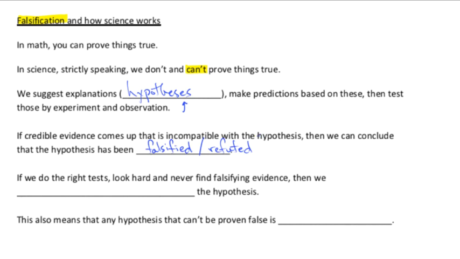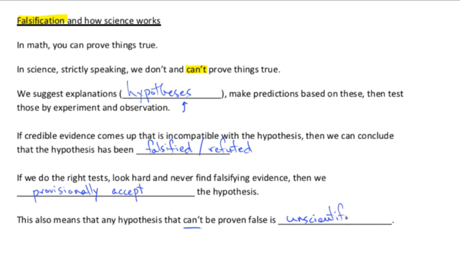However, if we keep doing the right tests and we're really looking hard and we never find falsifying evidence, then what we do is we provisionally accept the hypothesis, meaning we accept it for now, but realize that there could always be evidence that turns up that refutes it, that falsifies it, and we can be quite particular about what that kind of evidence would be. For example, if we ever found credible evidence in the fossil record that there were humans and dinosaurs living at the same time, then we would have to seriously reevaluate our understanding of evolution. This also means that any hypothesis that can't be proven false is unscientific.